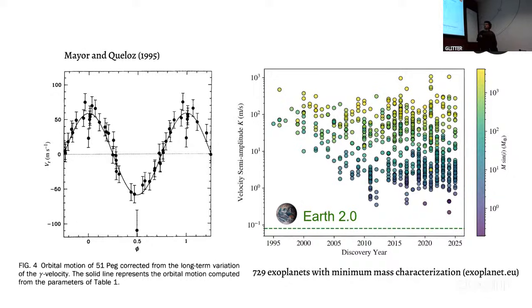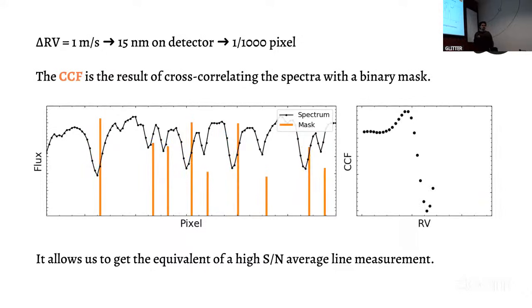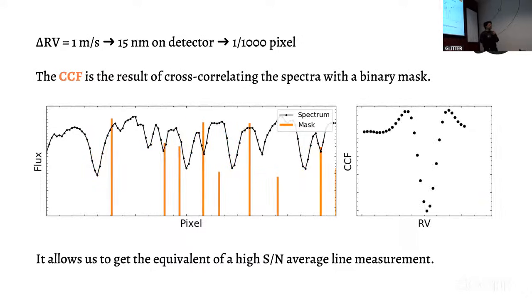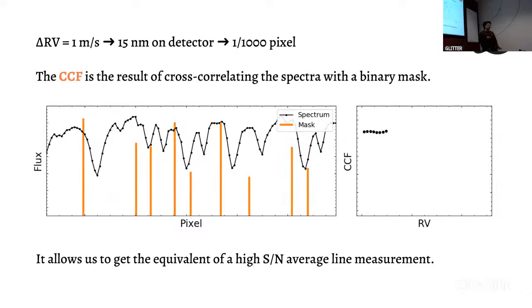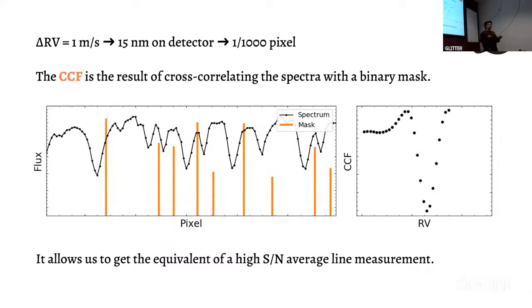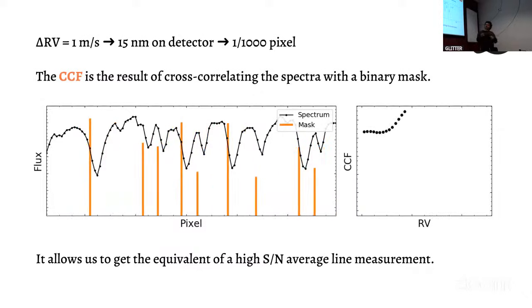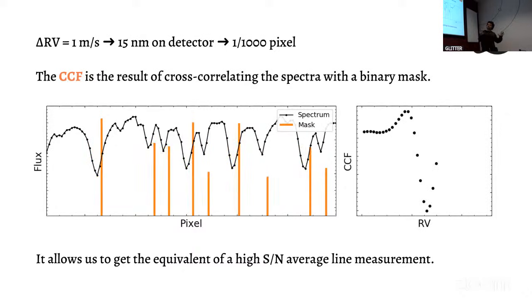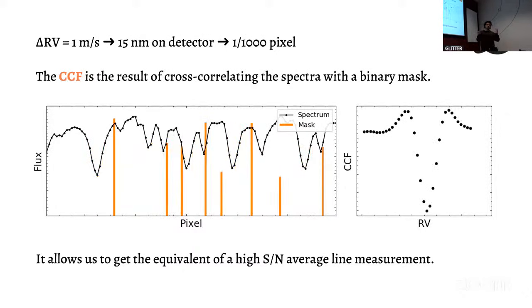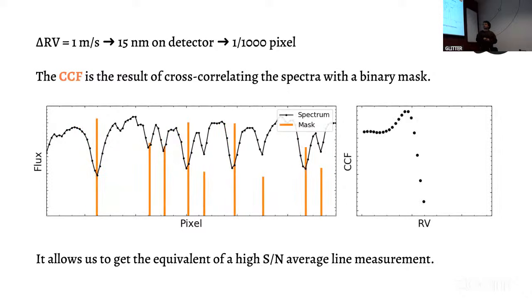Is it technically difficult to measure this 1 meter per second level? Obviously, if we used just one single spectral line, then it would be unfeasible. However, we use the cross-correlation function, which cross-correlates the spectra with a binary mask. So we boost up the signal-to-noise of our observations. We get sort of an average line measurement by co-adding the thousands of spectral lines that we have in our spectrum.